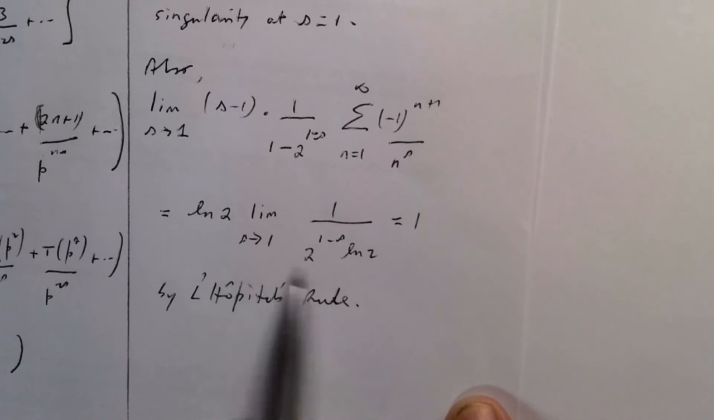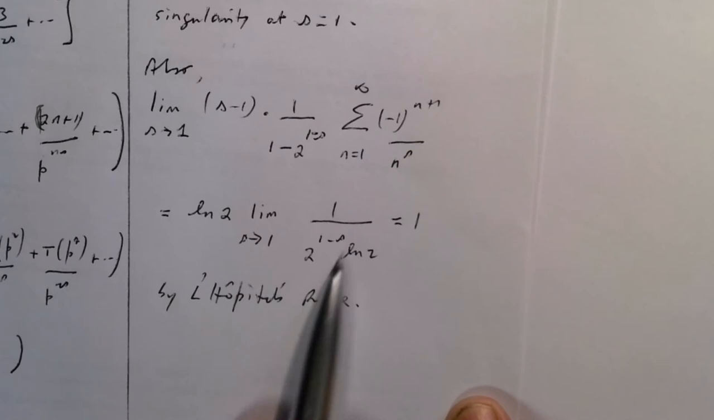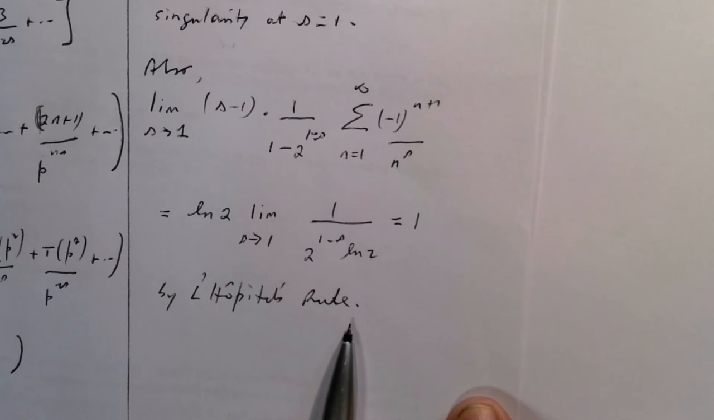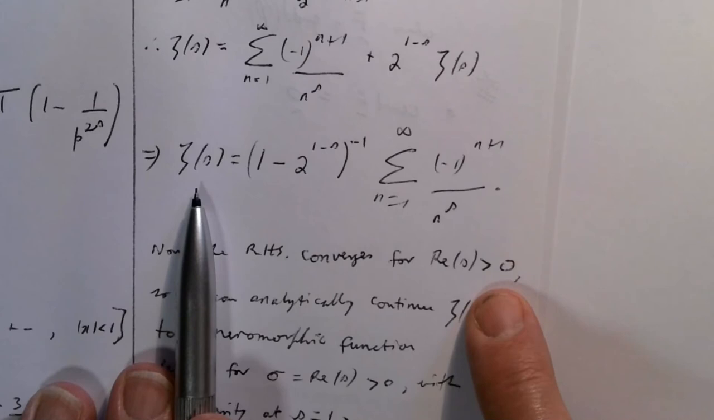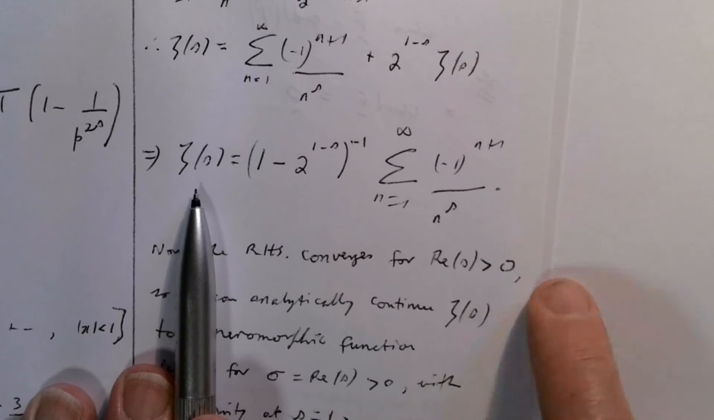And now I can happily put s as 1 in, and we end up with log 2 times 1 over log 2, so that's 1. So I've just used L'Hopital's rule. That is really nice, because that tells me my new definition of zeta. I have a new definition of the zeta function, which is valid for the real part of s bigger than 0, and it's got a simple pole with residue 1 at s equals 1.